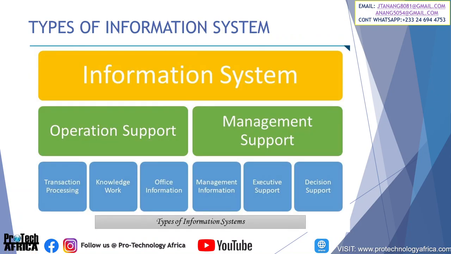Now let's move on to the types of information system. We have the operation support system, and then we also have the management support system. Under the operation support system, we have transaction processing, we have knowledge base, and we also have office application. Under the management support system, we have management information system, executive support system, and then decision support system. So this explains the various types. There are other types of information system, but we are centering our studies on these few ones. Maybe we could dive into other areas when we move deeper into our studies. So we can go on with this, and when the need arises, we can move on.